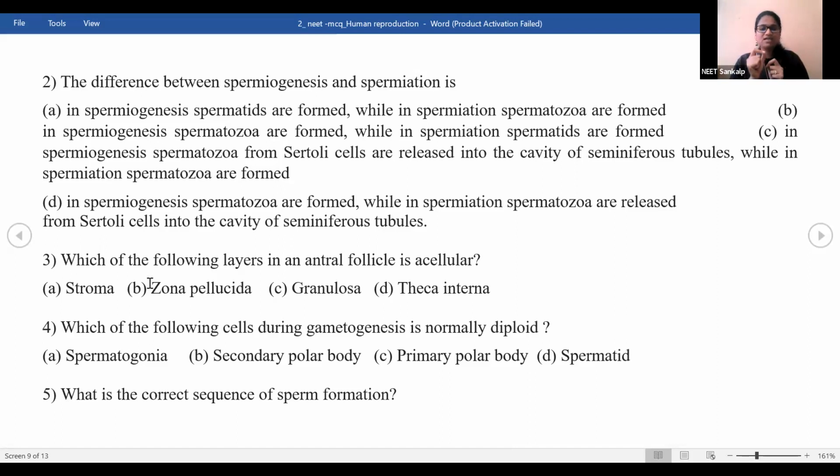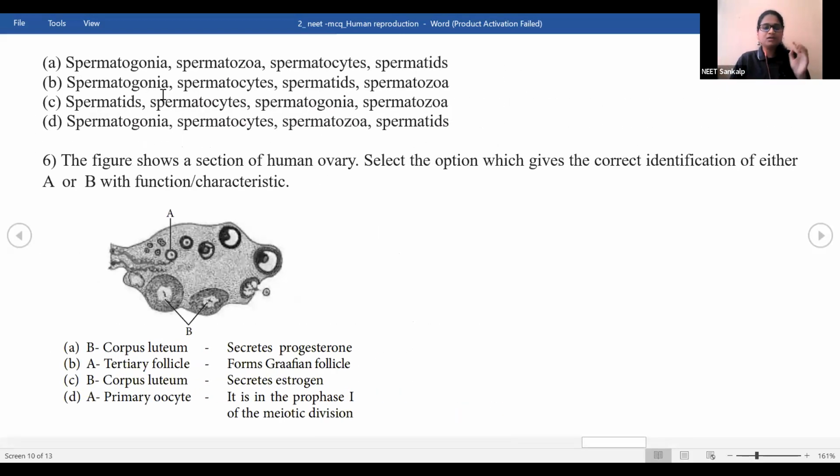Fifth one, what is the correct sequence of sperm formation? Read it carefully, guys. You have to tell the sperm formation sequence. Options are here. Spermatogonia, spermatozoa, spermatocytes, spermatids; spermatogonia, spermatocytes, spermatids, spermatozoa; spermatids, spermatocytes, spermatogonia, spermatozoa; spermatogonia, spermatocytes, spermatozoa, spermatids. What is your response, guys? Be fast.